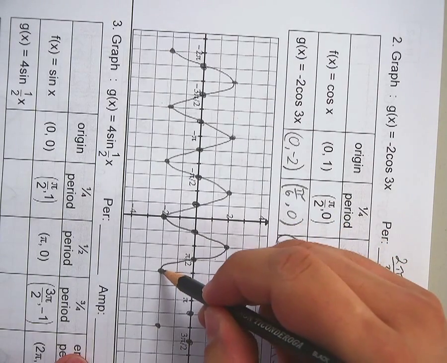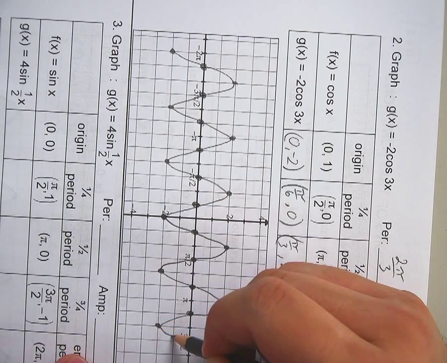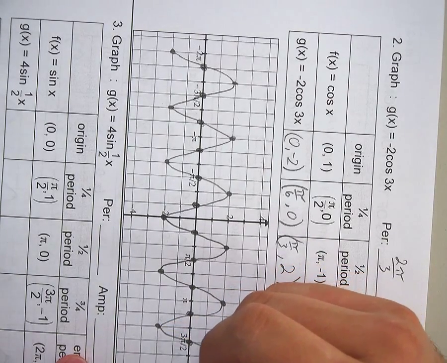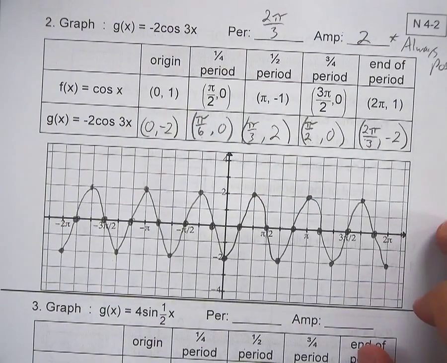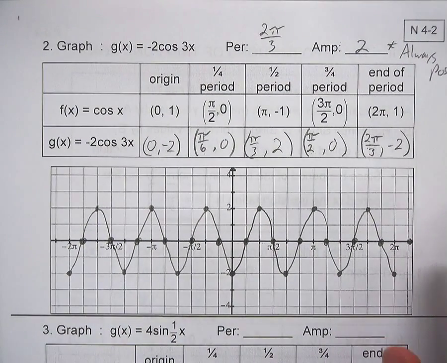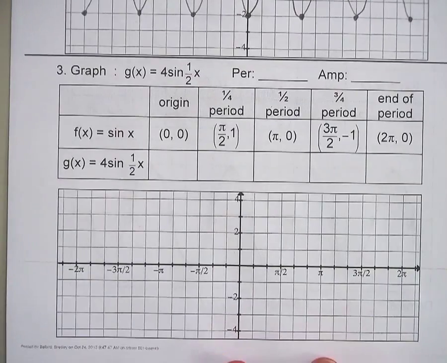Try and do it the best way that you can without making it straight lines. I know that's a challenge sometimes, but there you have it. That is a period of 2 pi over 3 and an amplitude of 2. Not too shabby, is it? All right, let's keep going. Number 3.